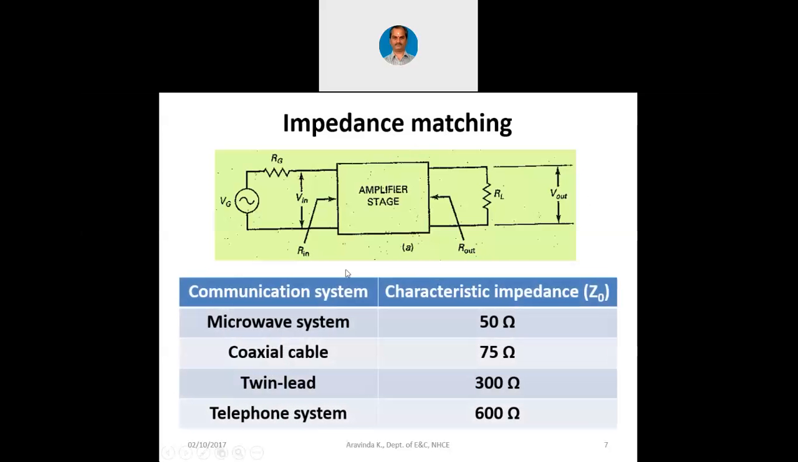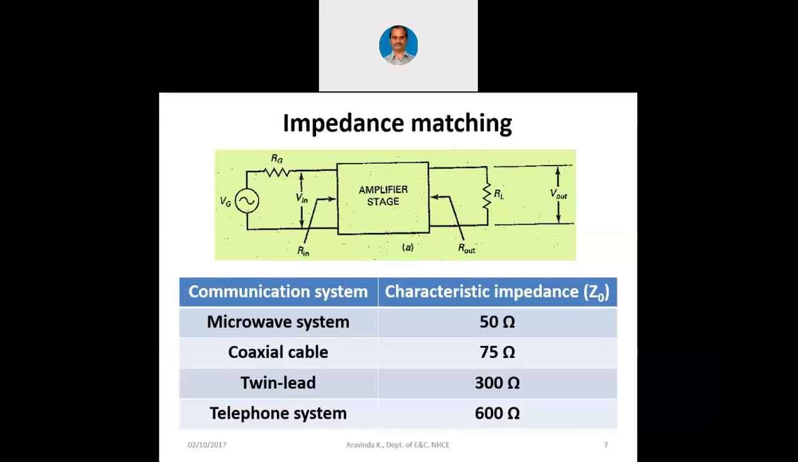I'm just giving an example of some impedances. If you have a microwave system, it will have a characteristic impedance of 50 ohms. For example, our cell phone is working in the microwave range. When the cell phone is working in the microwave range, any microwave transmission line, even inside the cell phone, near the antenna of the mobile phone, there is going to be a terminating impedance, there is going to be a characteristic impedance. That impedance for a microwave system is 50 ohms.